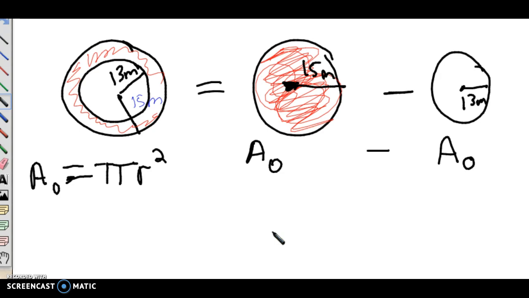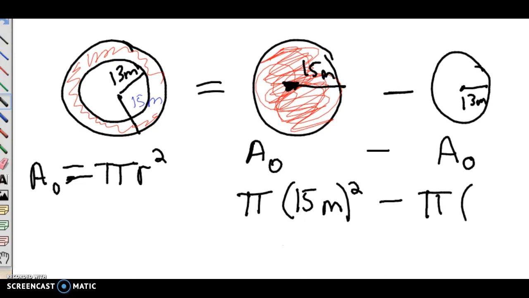The area of the larger circle, which should be shaded in the pink or the red, would be found by pi times the radius, 15 meters, squared. And then we're going to take away from it the part that we are removing. We are cutting out the donut hole, the part in the middle. And so then we're going to be left with just the area of the donut that we would eat, minus the donut hole. So that area of the donut hole in the middle would be found by pi times 13 meters squared. And we can put this all on our calculator.